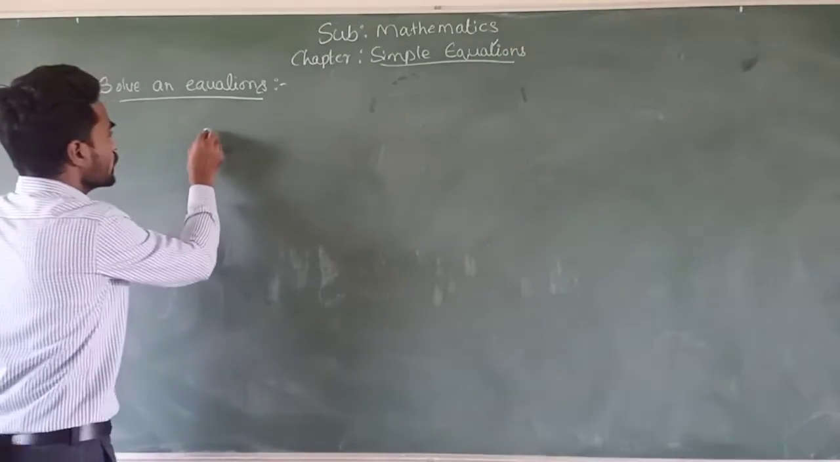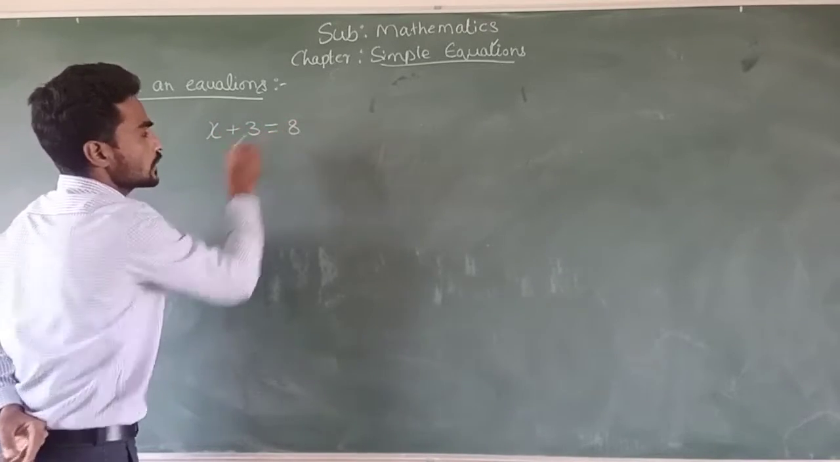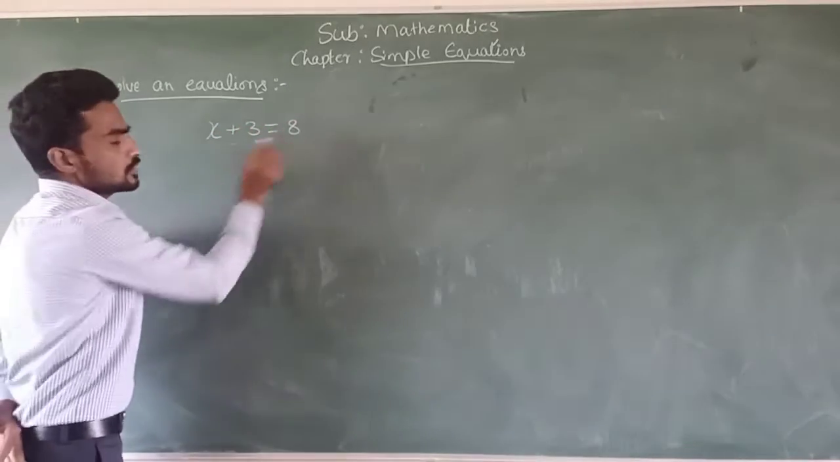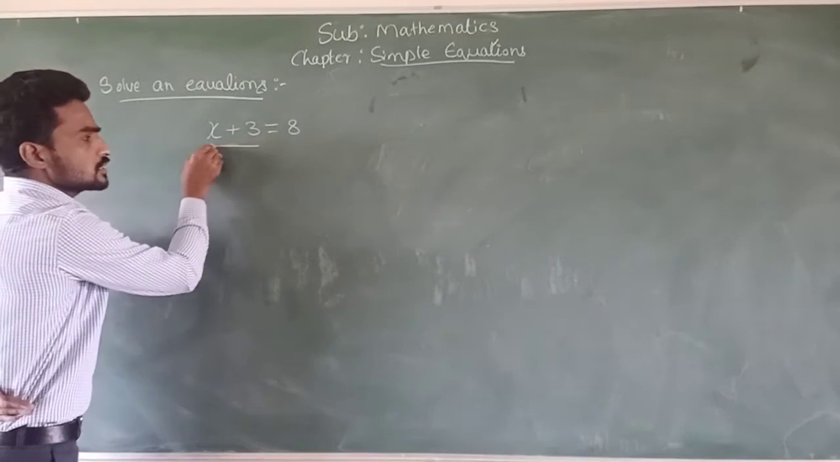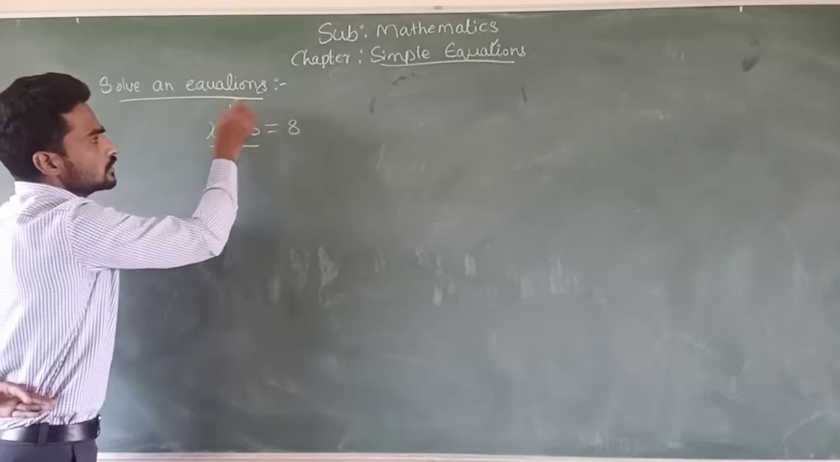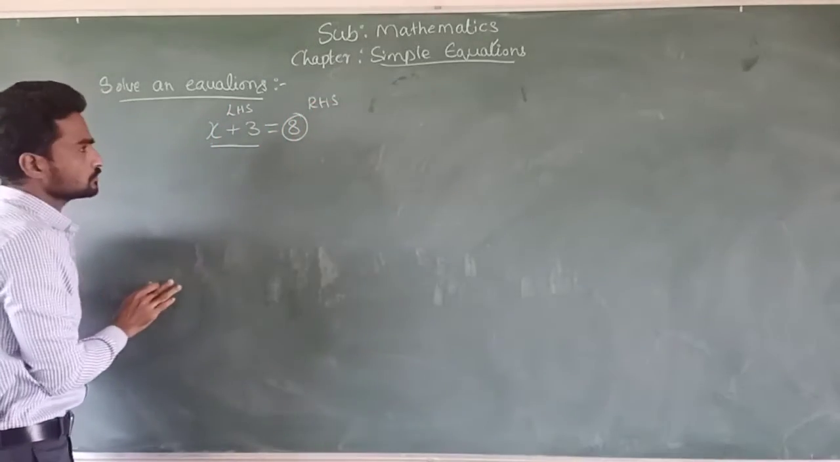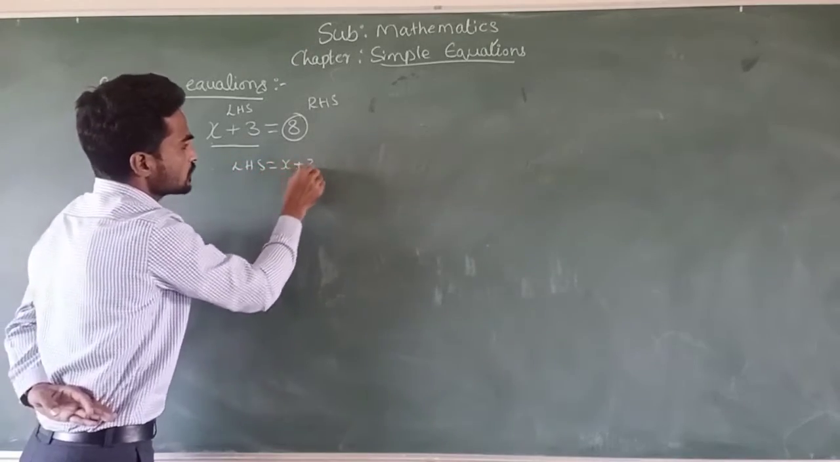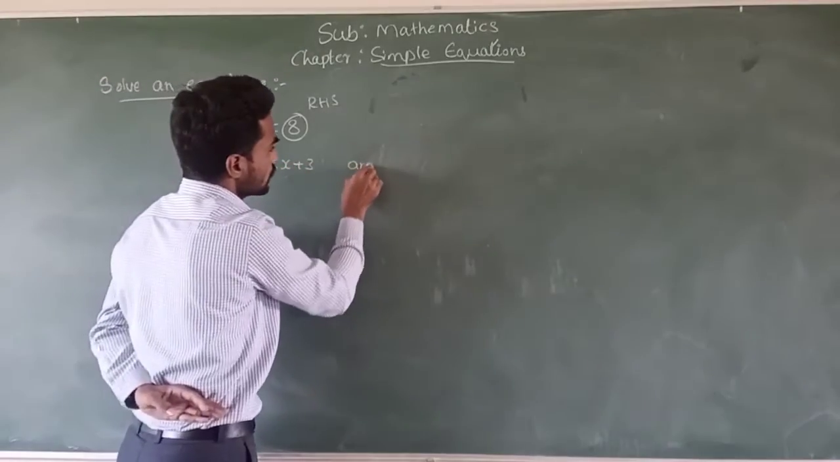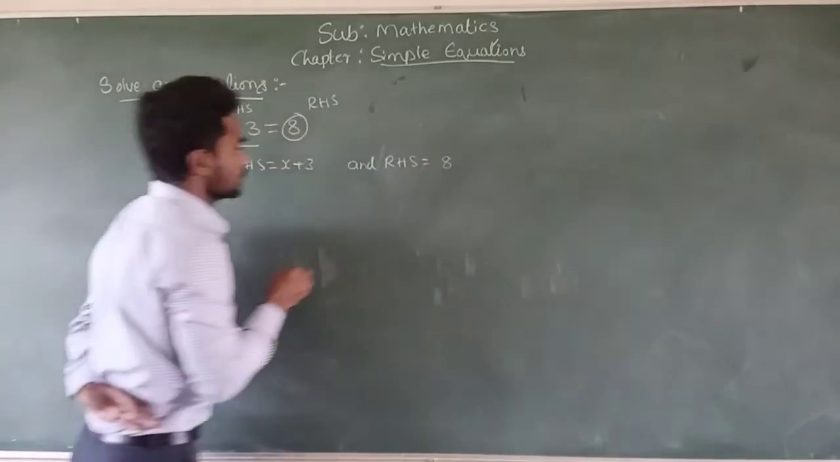I will take one example: x plus 3 is equal to 8. It is a simple equation. Here, x plus 3 is the LHS and 8 is the RHS. Therefore, LHS is equal to x plus 3 and RHS is equal to 8.